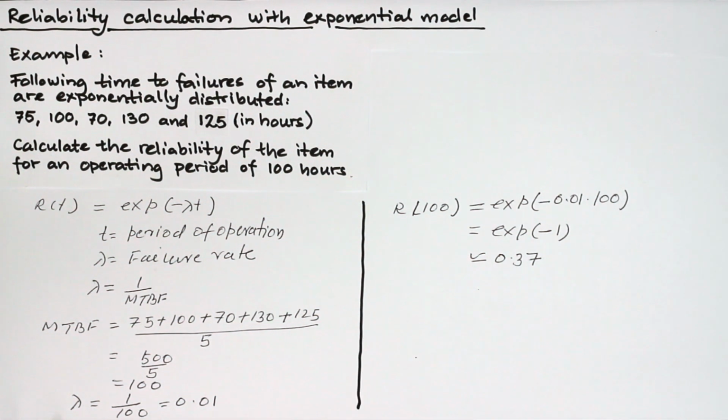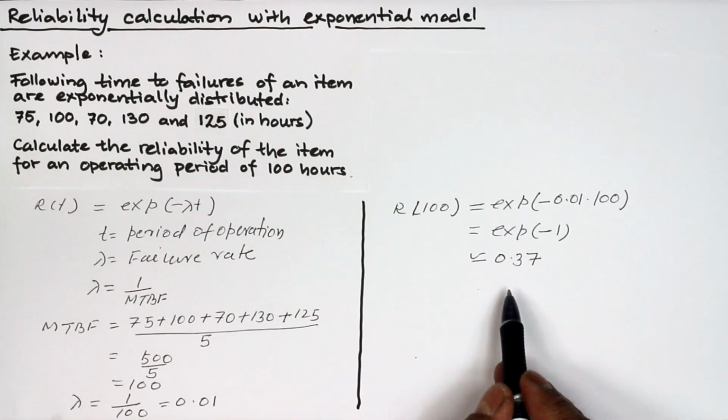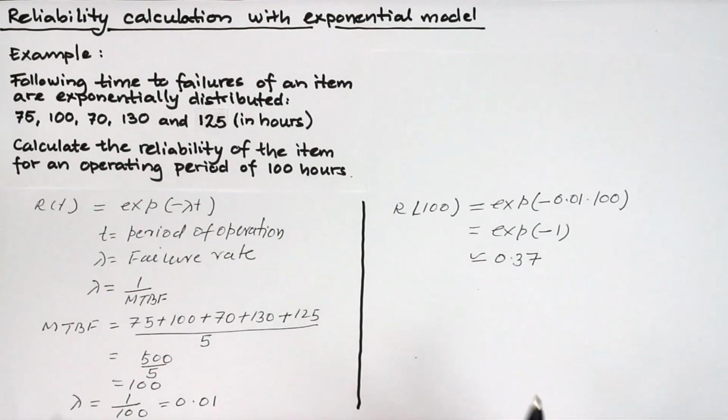This has a physical meaning. Let's say I am running 100 such items for 100 hours, only 37 of them are expected to reach the target of 100 hours without failure. Or if I am running one item for 100 hours, there is a 37% chance that the item will not fail. There is a 63% chance that the item will fail.